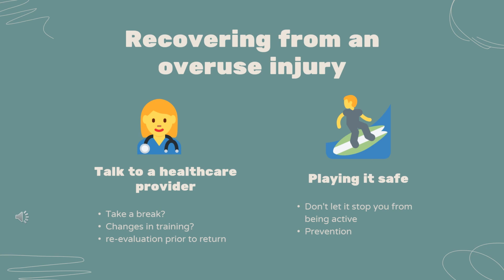Now, if you have an overuse injury, don't let it stop you from being active completely. Instead, take the time that you need to rest, relax, and recover. Once you are recovered, focus on preventing overuse injuries by using the tips that I gave you in the previous slide. Okay? Focus on having a rest day. Make sure you're cross-training and using proper form and technique while you're performing physical activity.